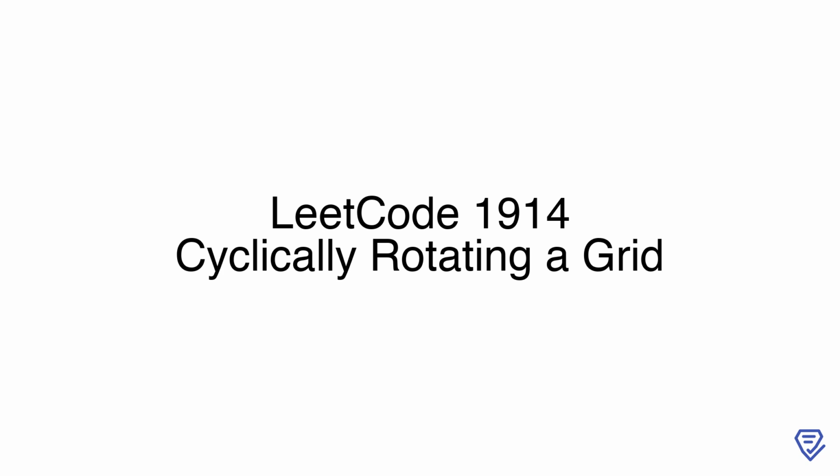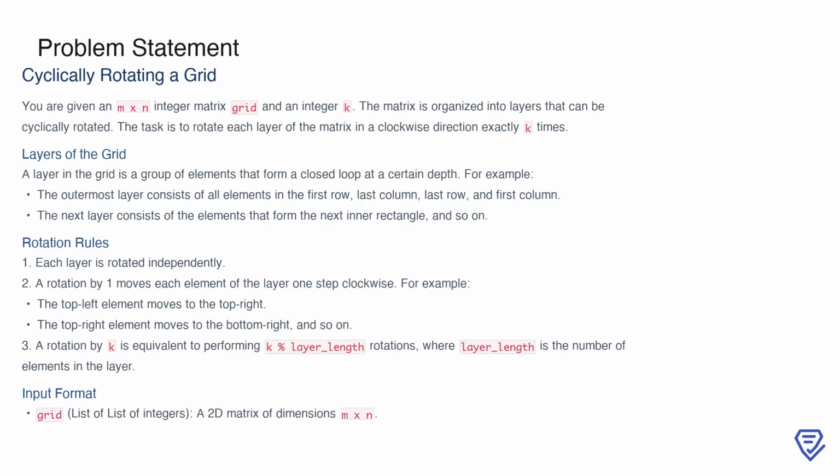Let's dive in. In this problem, you are given an m x n integer matrix called grid, along with an integer k. The matrix is structured in layers, and your task is to cyclically rotate each of these layers in a clockwise direction exactly k times. Now, what do we mean by layers? A layer is a group of elements in the grid that form a closed loop at a certain depth. For example, the outermost layer includes all the elements in the first row, the last column, the last row, and the first column. The next layer would be the elements forming the next inner rectangle, and so on.